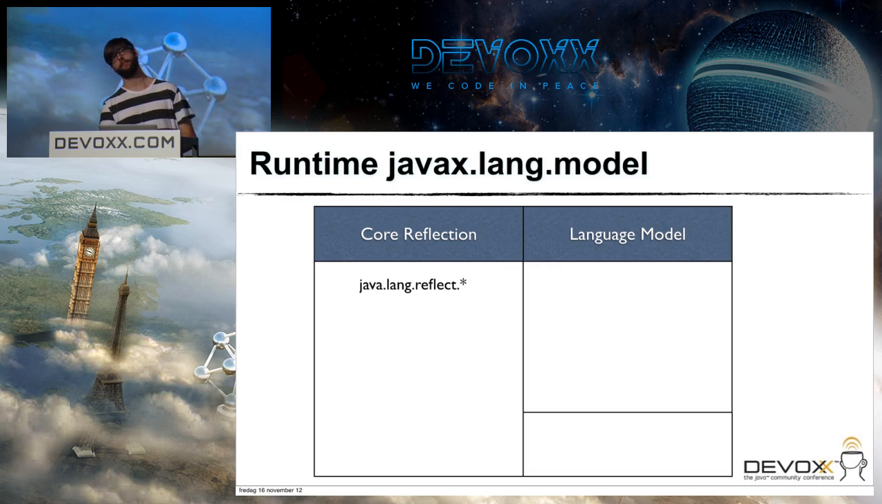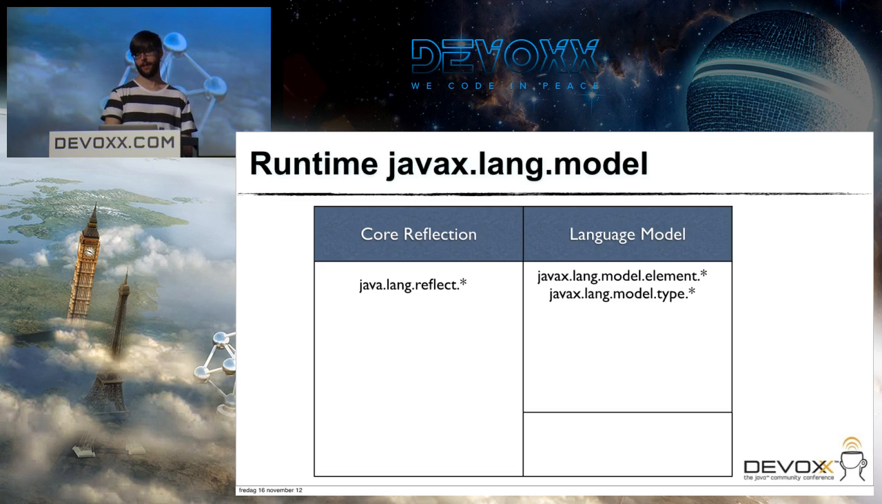Core reflection lives in the java.lang.reflect packages, plus some additional bits and pieces, like java.lang.Class, for example. The language model lives in javax.lang.model.element and javax.lang.model.type. This is perhaps why you haven't used it, because the package name is so long. Core reflection is runtime only, while the language model is compile time only.